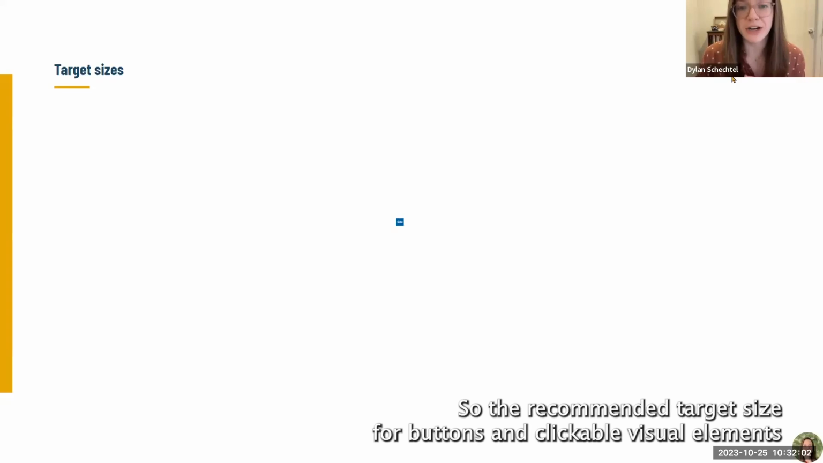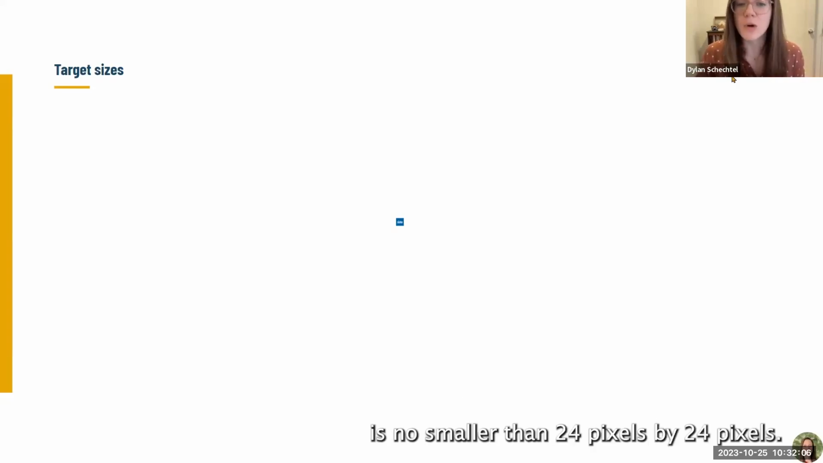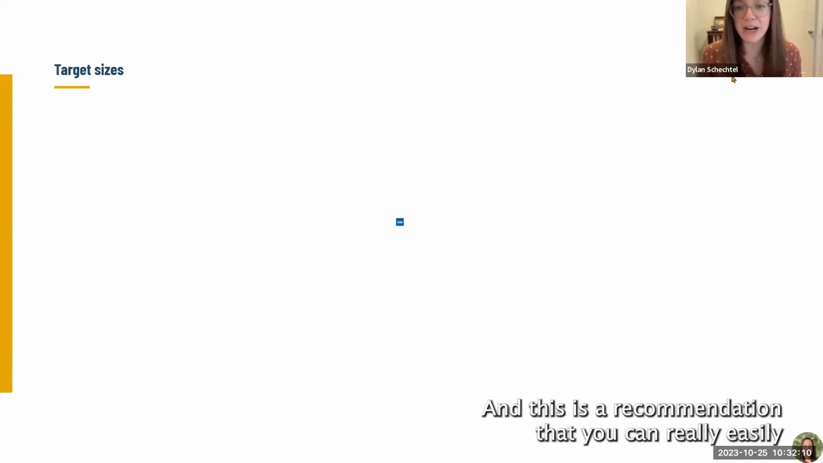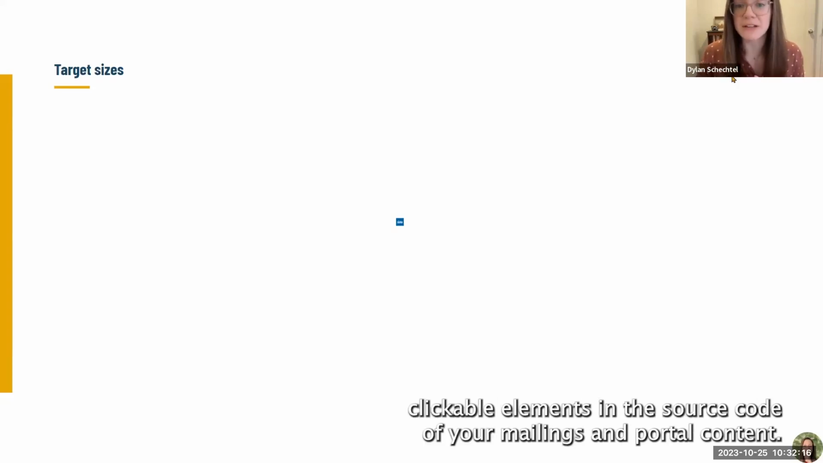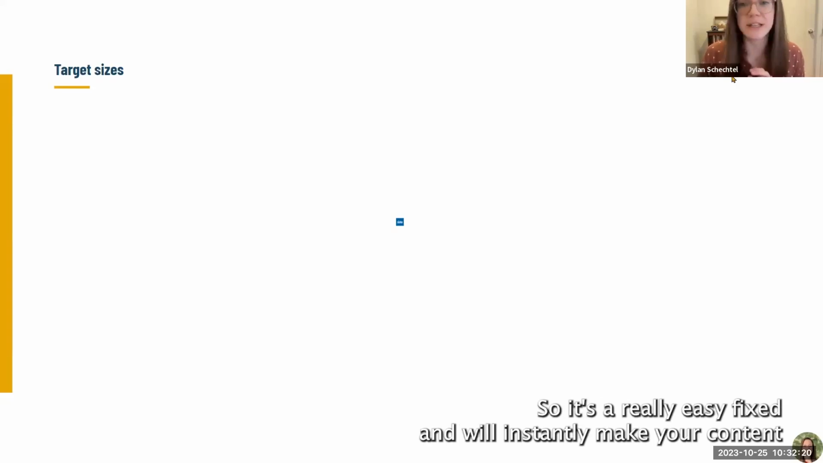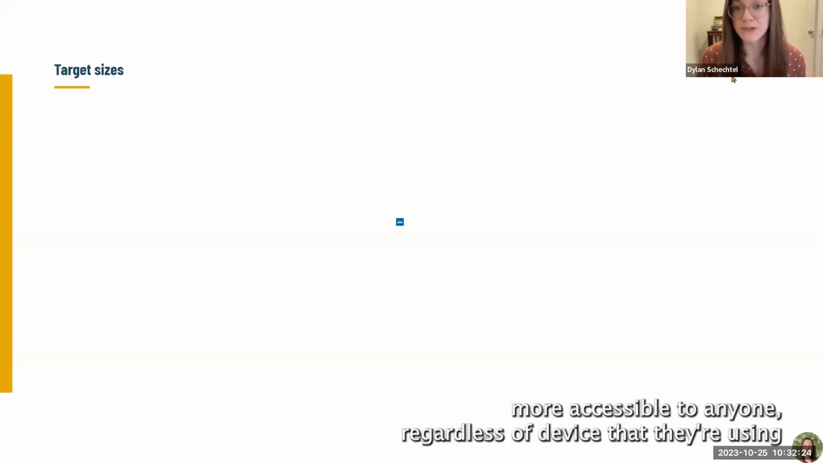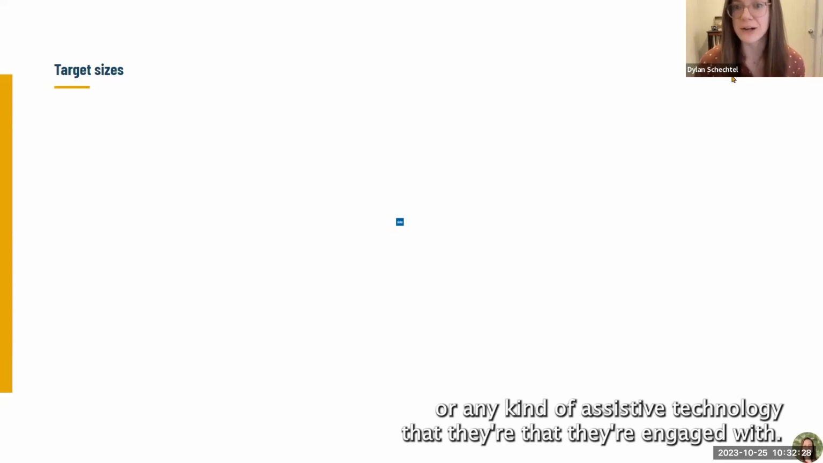So the recommended target size for buttons and clickable visual elements is no smaller than 24 pixels by 24 pixels. And this is a recommendation that you can really easily adhere to by adjusting the size of any button elements or clickable elements in the source code of your mailings and portal content. So it's a really easy fix and will instantly make your content more accessible to anyone, regardless of the device that they're using or any kind of assistive technology that they're engaged with.